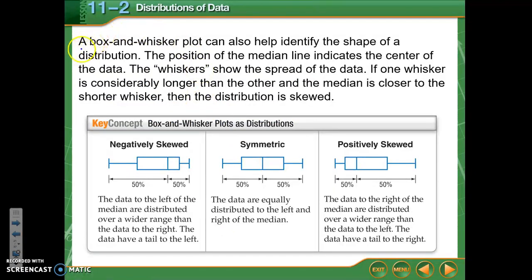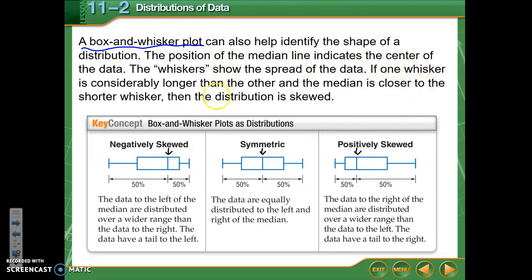All right, now we're going to talk a little bit more about box and whisker plots. You guys have done these before. They help us identify the shape of a distribution as well. If we decide not to use a histogram, we can use a box and whisker plot. Remember that this line in the middle of the box and whisker plot represents the median. So the median indicates kind of the middle of the data, right? And the whiskers show how spread out it is.